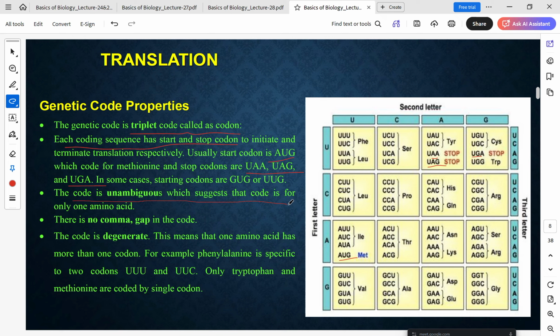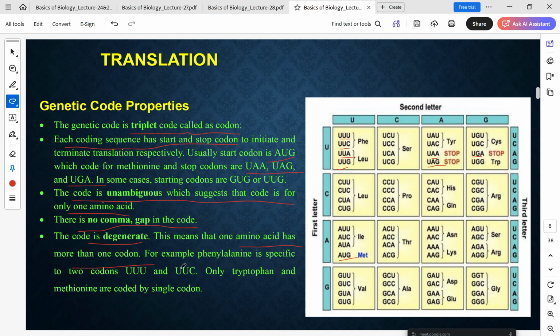The code is unambiguous, which suggests that each codon is only for one amino acid. There is no comma, no gap in the code, and the code is degenerate, which means one amino acid has more than one codon. For example, phenylalanine has UUU and UUC. Leucine can be coded by UUA and UUG.